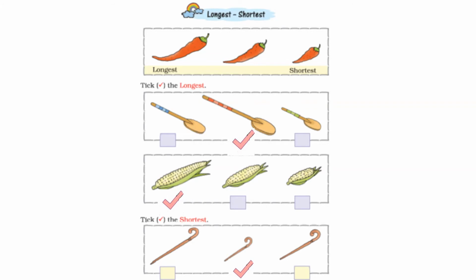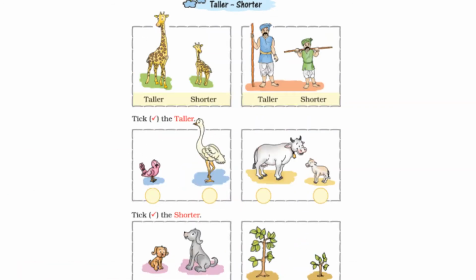Taller and shorter. Again, can you guess? Taller and shorter. ER we are using. So we are comparing how many things at a time? Two things. Correct. ER, two things. EST, more than two things. So taller, shorter they have shown.